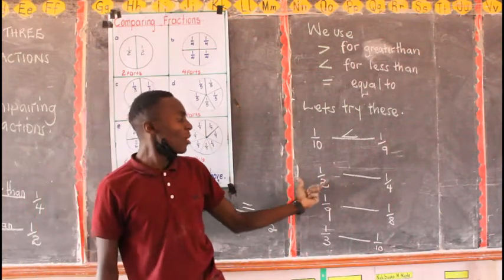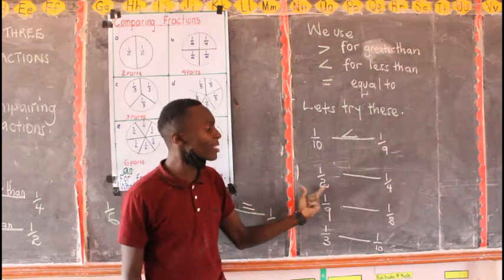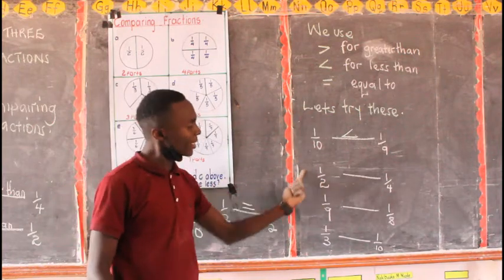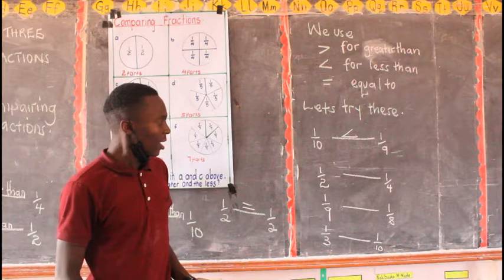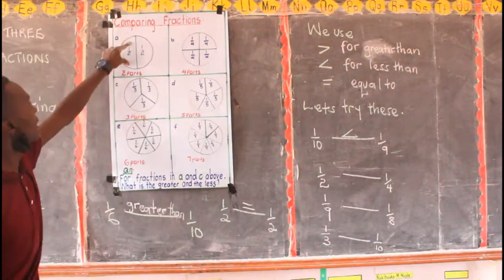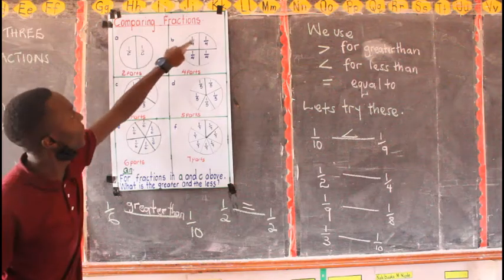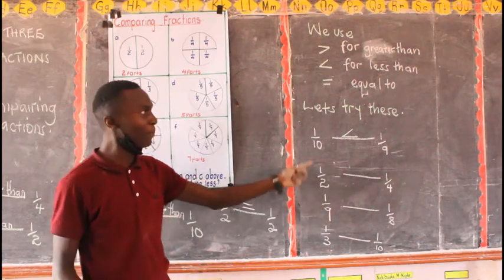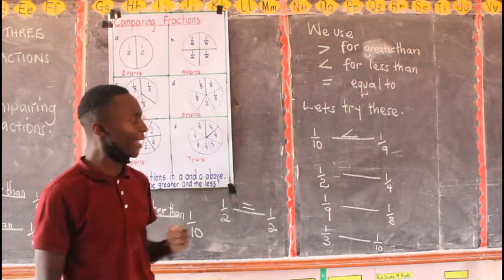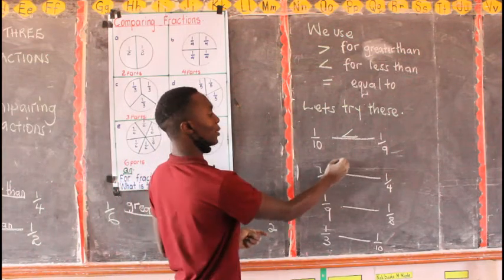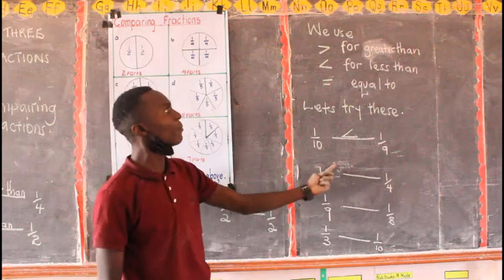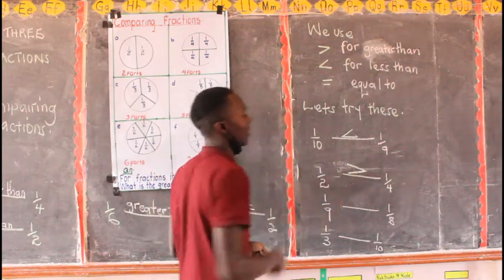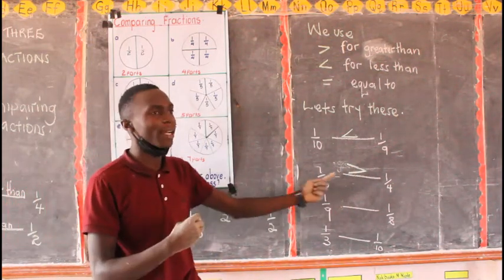We go to part 2. 1 out of 2 is read as a half, and 1 out of 4 as a quarter. Which is greater and which is less? We can realize that a half is big, or we can say a half is greater. Since a half is greater, don't write the word greater. This time we are using the signs, so you put the sign: a half is greater than a quarter.